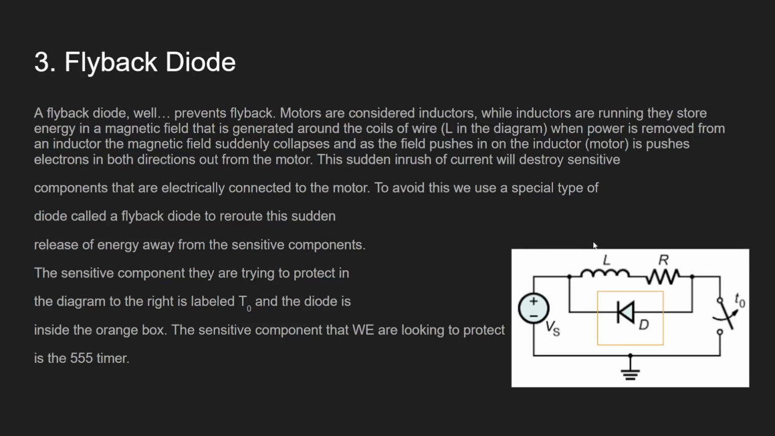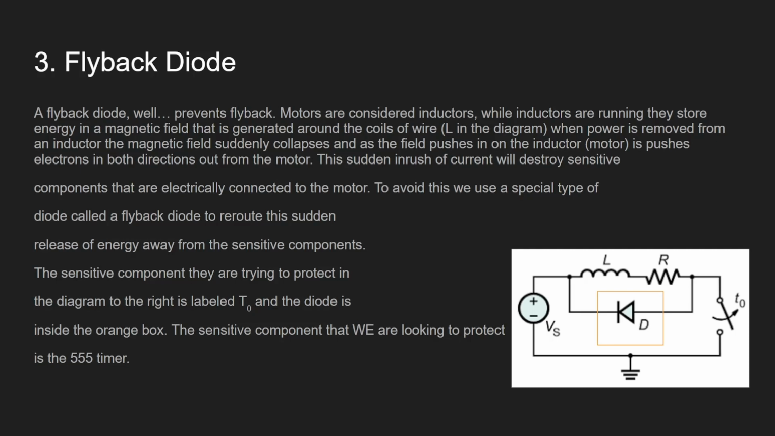When power is removed from an inductor, the magnetic field suddenly collapses, and as the field pushes in on the inductor, the motor, it pushes electrons out in both directions from the motor. This sudden inrush and outrush of current will destroy sensitive components that are electrically connected to the motor. To avoid this, we use a special type of diode that can handle those high surges of current, called a flyback diode, to reroute this sudden release of energy away from the sensitive components.